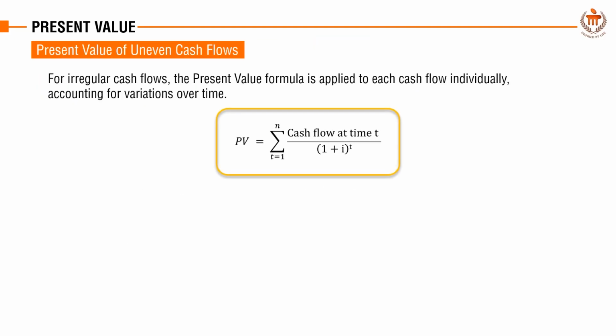Not all financial scenarios involve even or consistent cash flows. In many cases, cash flows vary over time. For example, a business might expect increasing profits over the years or irregular rental incomes. In such cases, we use the present value formula for each cash flow individually. For uneven cash flows, we discount each payment separately.